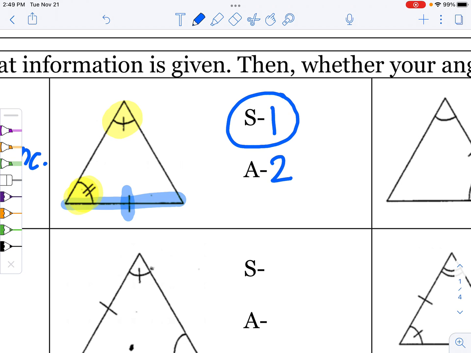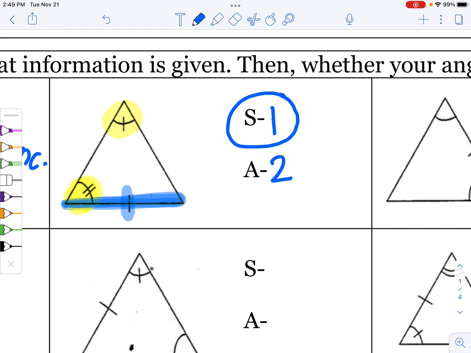And so that side, unfortunately, is only touching one of these angles. It's touching this bottom left yellow angle. It's not touching the other one. So the way I think about this is it's kind of like these two yellow angles are having a conversation, and that blue side is just like the awkward third wheel. He's only standing next to one of them.